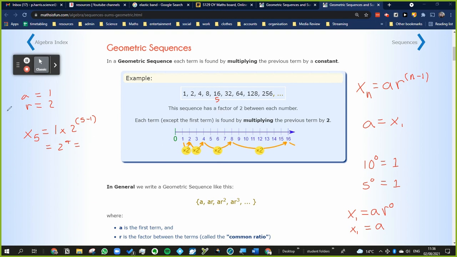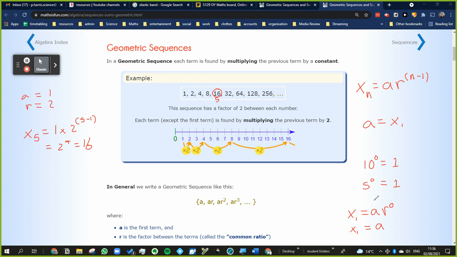So if we do that on the calculator, I could do 2 times 2 times 2 times 2, or if I've got a scientific calculator, I'm just going to do 2 to the power of 4, and that gives me 16, and that's what it is here. So that's how geometric sequences work.